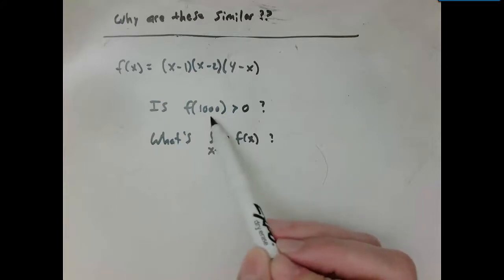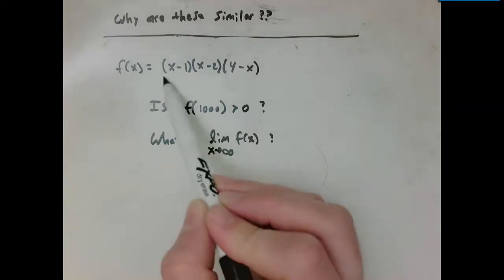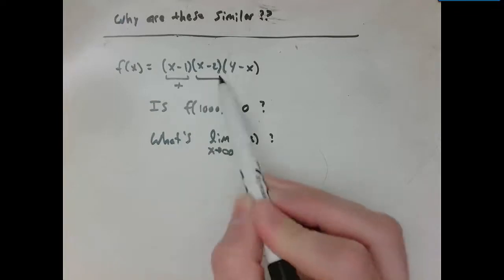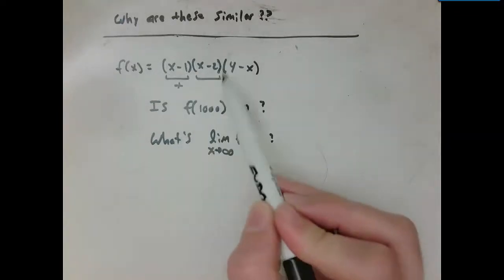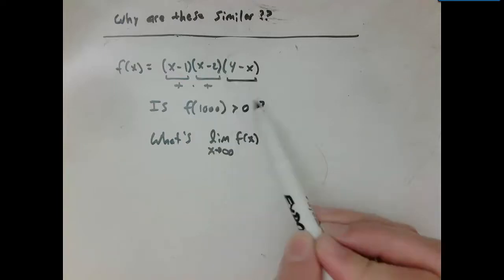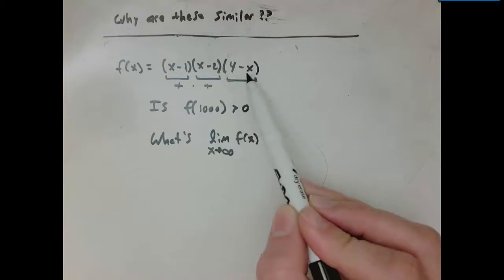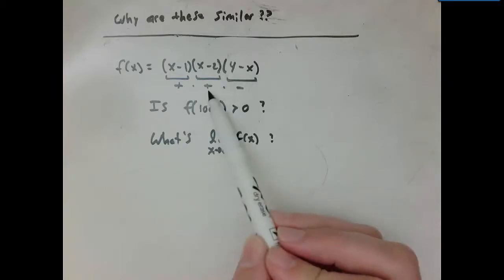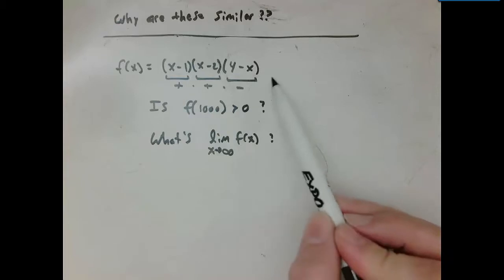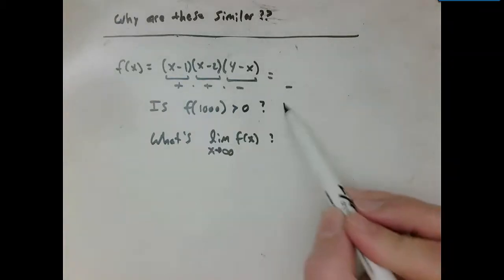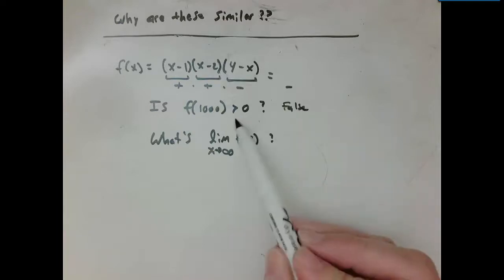If I plug in x equals 1,000, 1,000 minus 1 is a positive number. And I'm going to be multiplying that by 1,000 minus 2, which is also a positive number. And I'm going to be multiplying that by 4 minus 1,000. Well, 4 minus 1,000 is a negative number. So positive times negative equals a negative number. And so I know that the answer here is false. It's not positive.